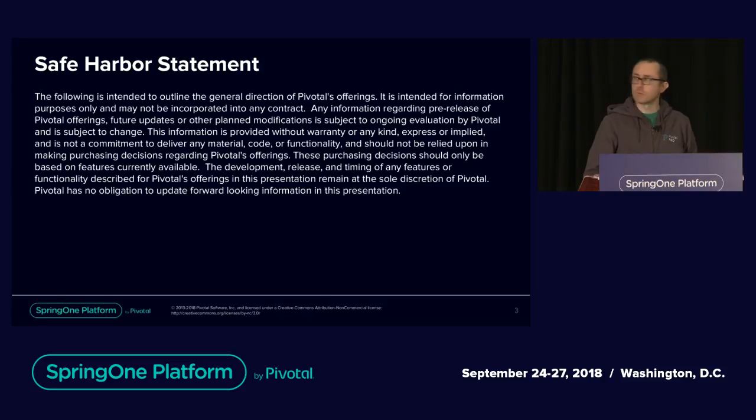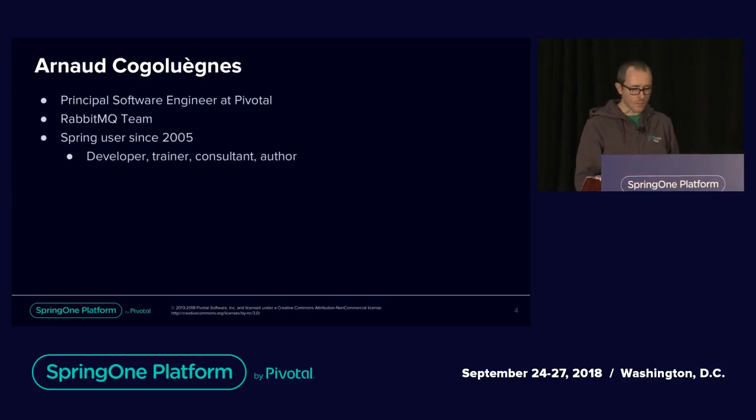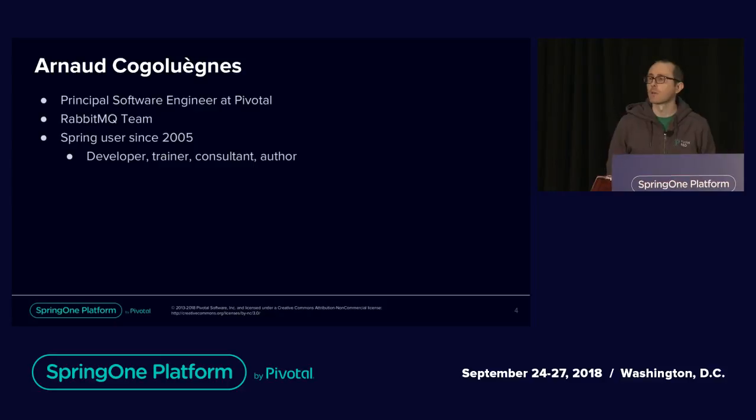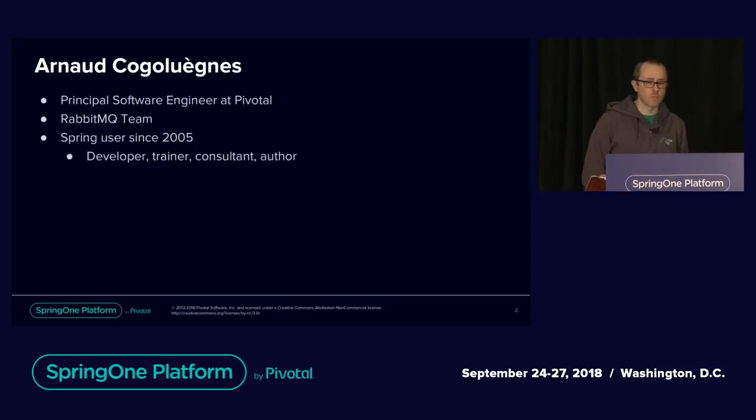A few words about myself. My name is Arnaud. I'm a software engineer at Pivotal. In the RabbitMQ team, I work on the broker itself and some extension and client libraries. My background is mainly Java and Spring, the Spring framework and projects of the portfolio.